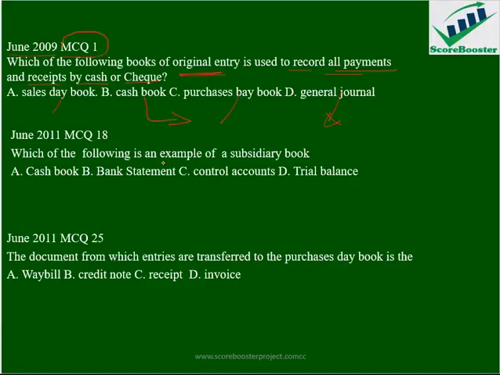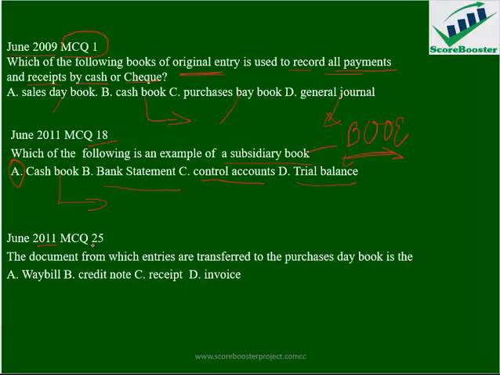Here is 2011, the same WAEC, question number 18. Which of these following is an example of subsidiary books? A subsidiary book is a book of original entry. This is another name for books of original entry. That's what we call subsidiary books. We have not talked about control accounts. We have not mentioned anything like a trial balance. We have not talked about a bank statement. But we know the books of original entry, and one of them is the cash book. So our option here is this.